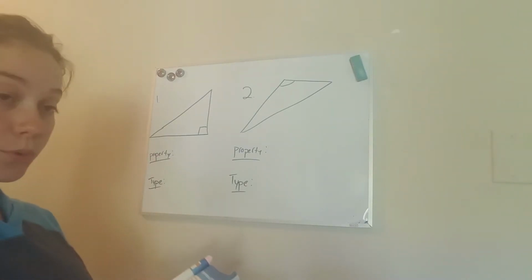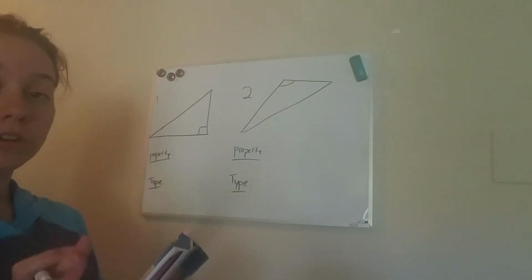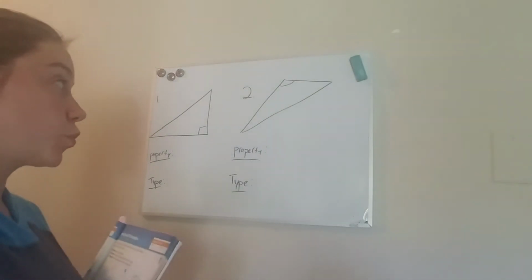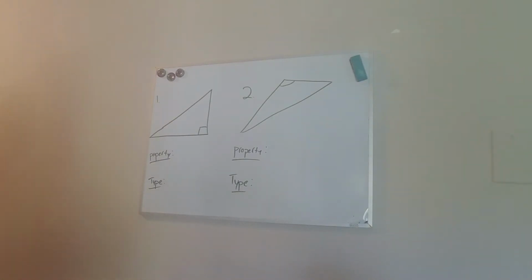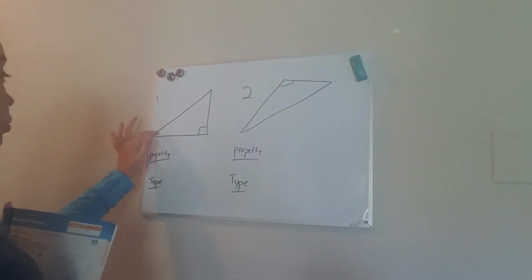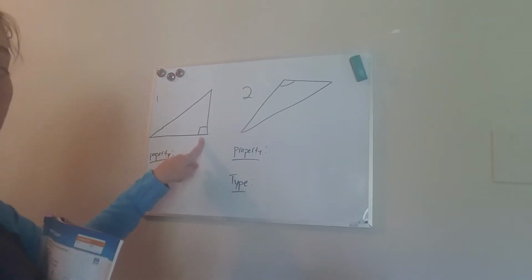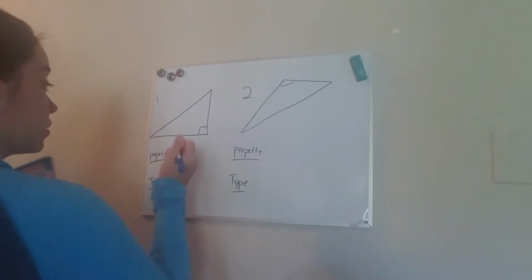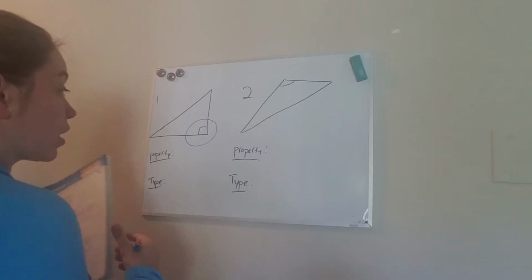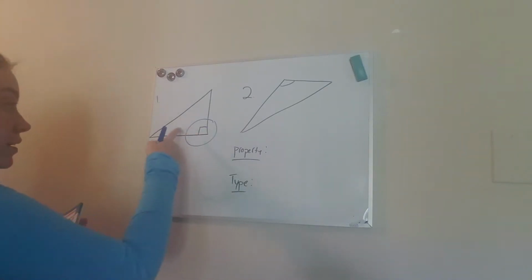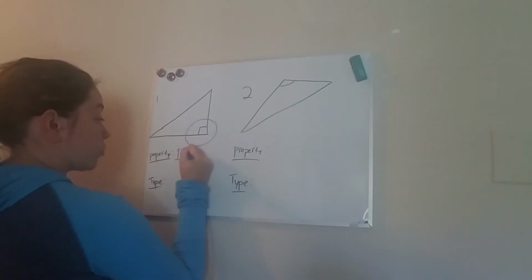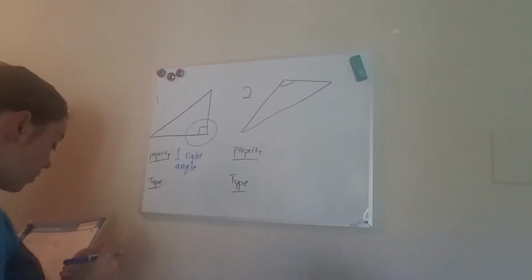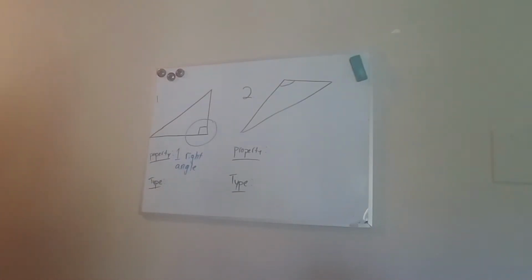So they want us to look at the triangles that they've given us, and they want us to write their property and their type. So we'll talk about what the property is once we get there. So let's look at our triangle for number 1. Right here we know we have 2 small angles, but then right here, what kind of angle is this? It's a right angle because it has the square, right? So the property is that it has one right angle. So that's what I'm writing for my property, is one right angle.